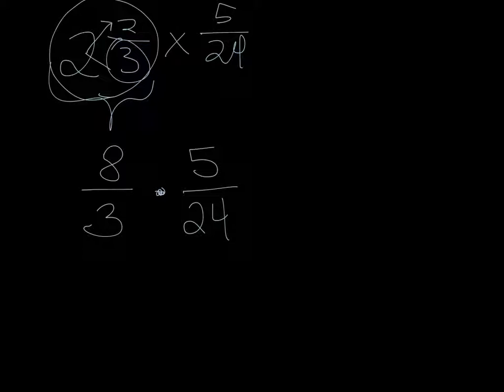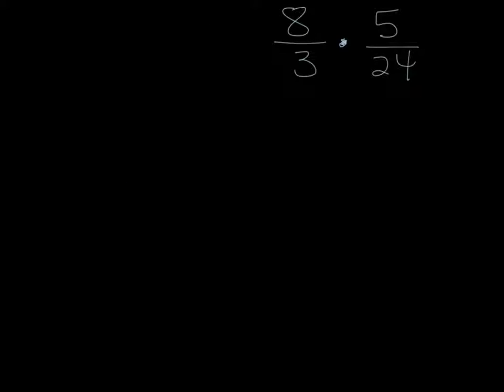Well, 3 and 5 are prime numbers, but we know that 8 and 24 are composites. So before I solve this problem, I'm going to change my 8 and my 24 into products of primes. As we have seen previously in this video, 8 is factored out to 2 times 2 times 2. So we can go ahead and write that one out. 2 times 2 times 2.